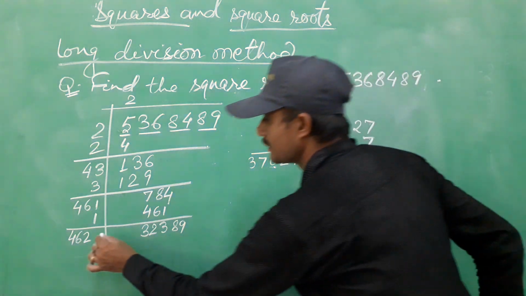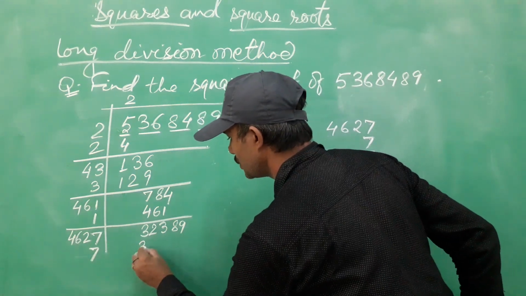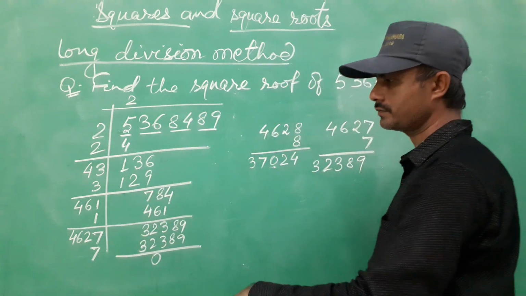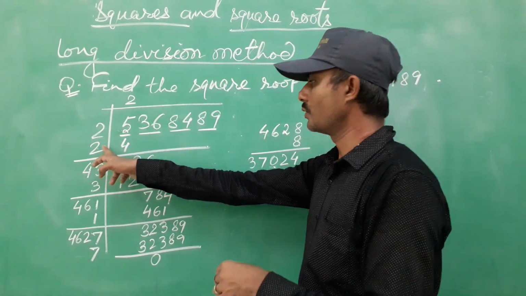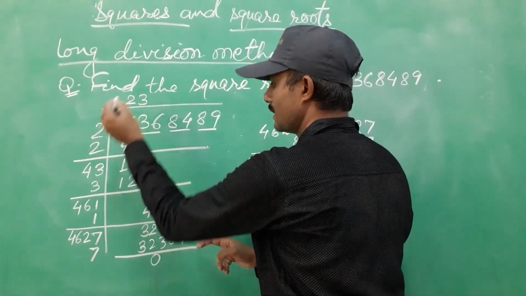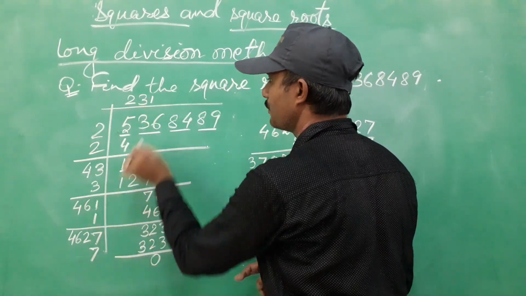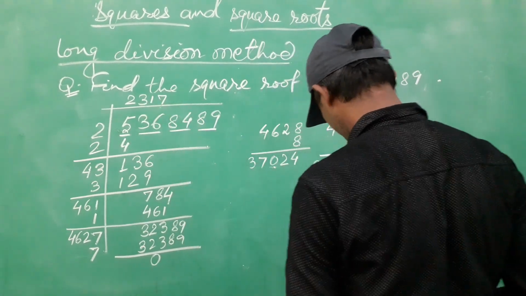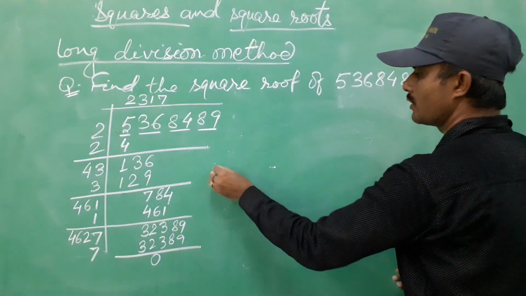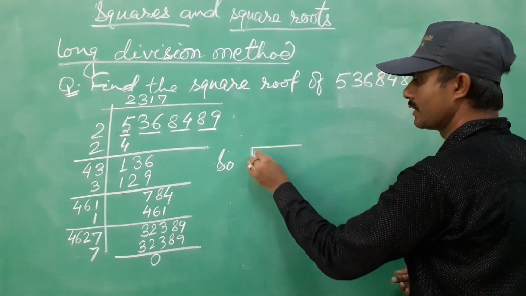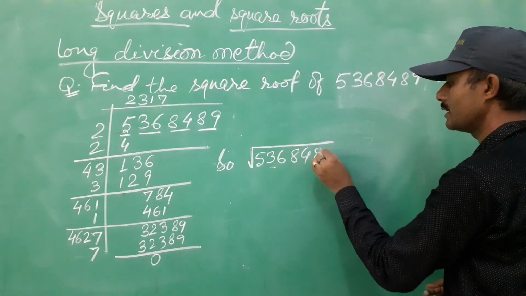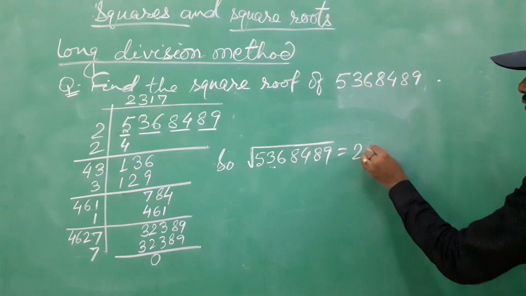So 7 times 7, 3 2 3 8 9. Yes, remainder is 0. First we have completed with the digit 2, next with 3, next with 1, and finally with 7. So the square root of 5368489 is equal to 2317.